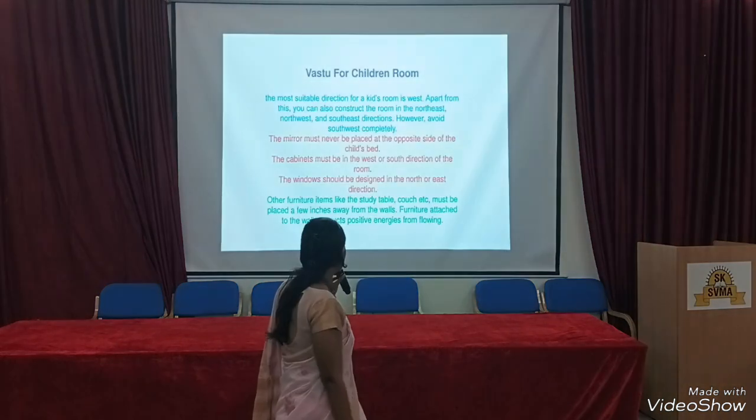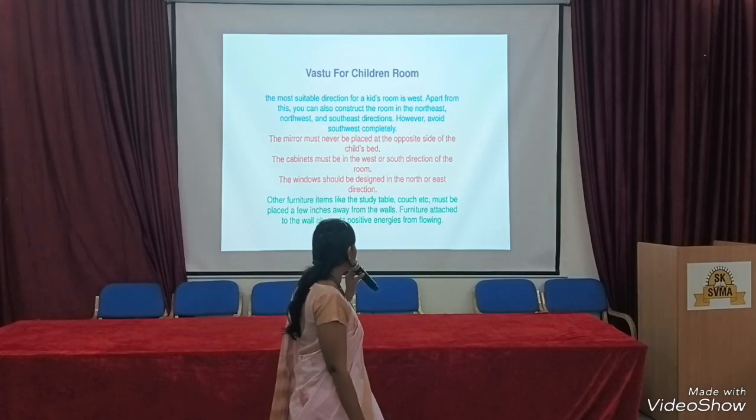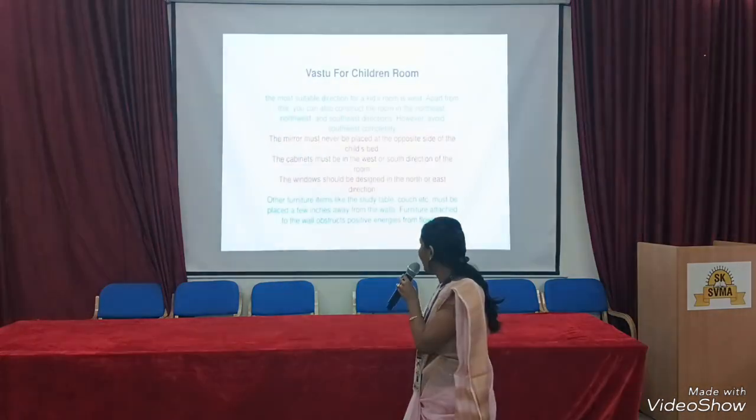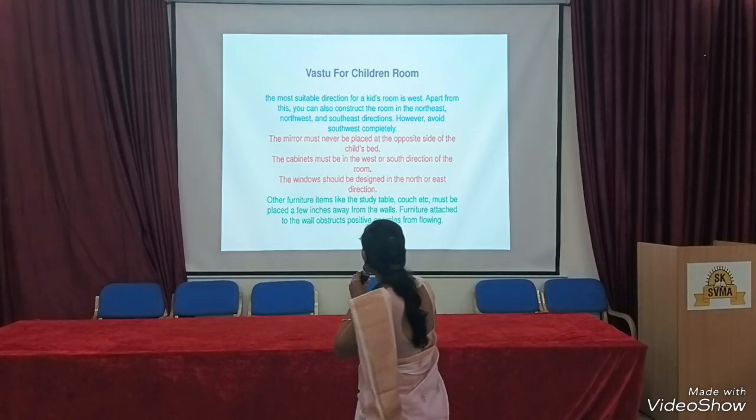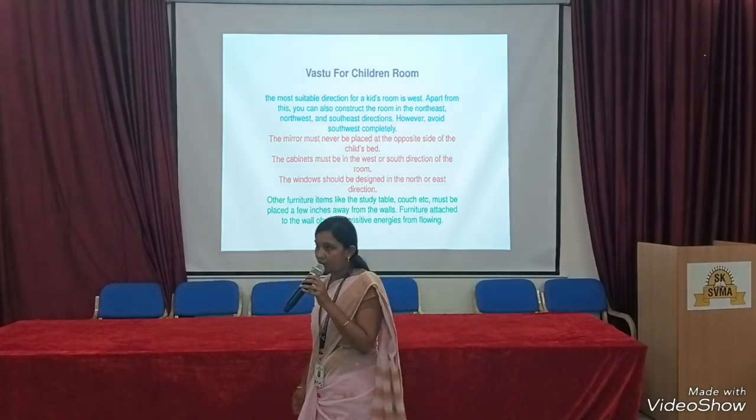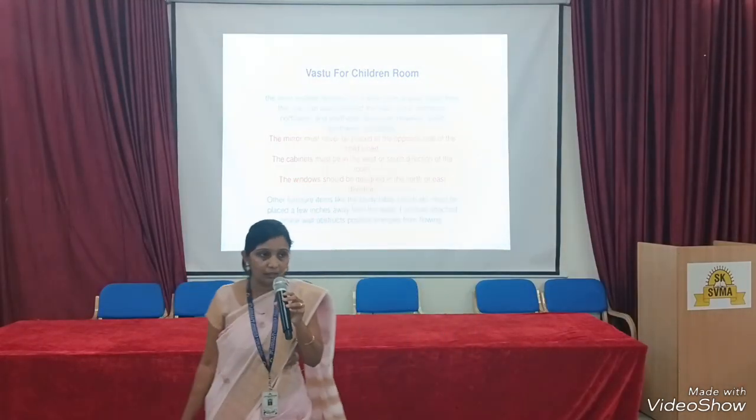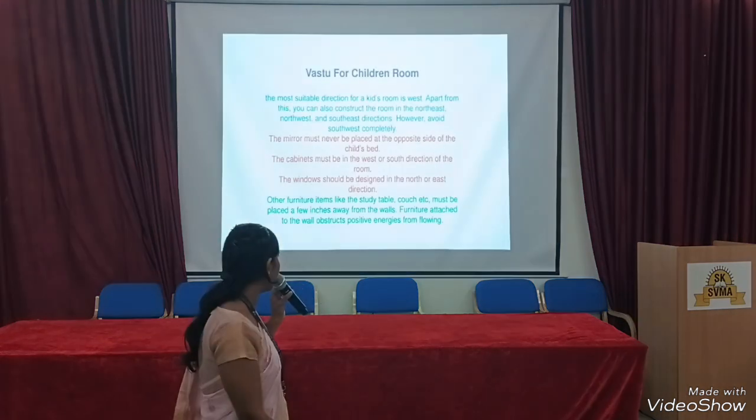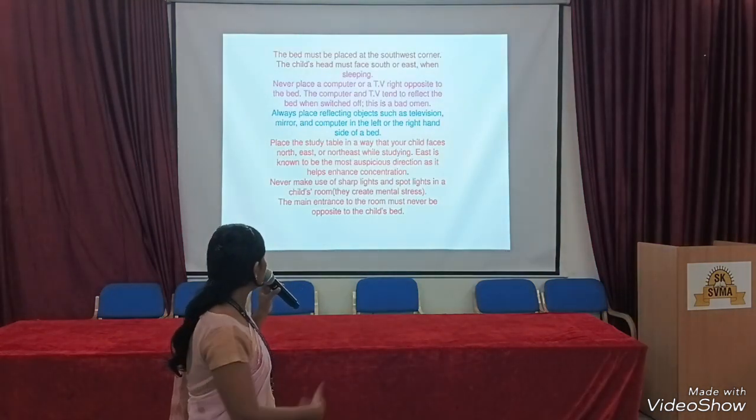And the second thing, the cabinet must be in the west or south direction of the room. So that is the direction you need to follow. And the window should be designed in the north or east direction. I already told that in the north or east direction you can provide doors and windows. Okay, so next one.